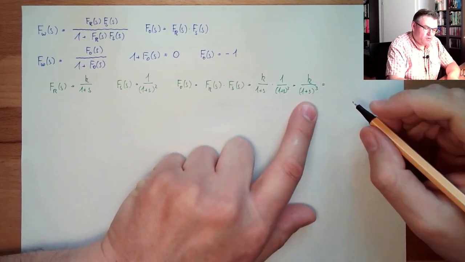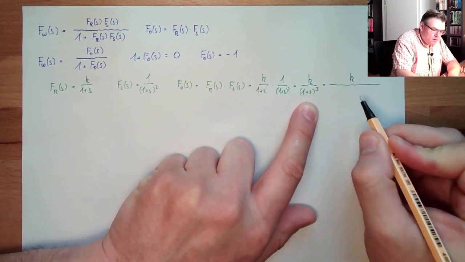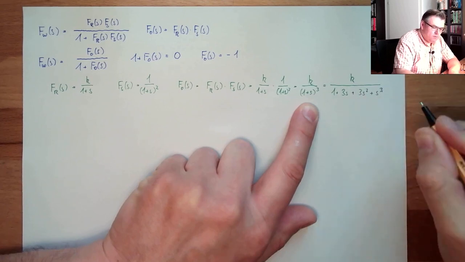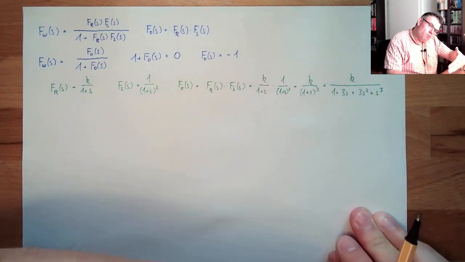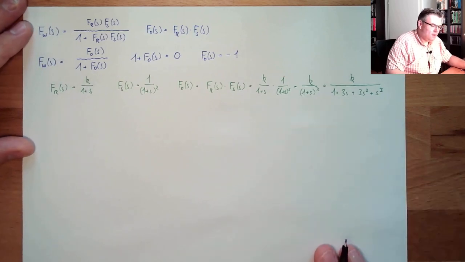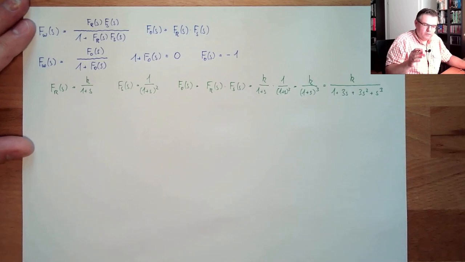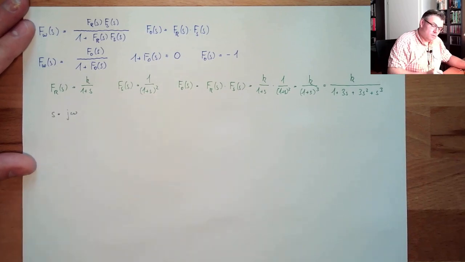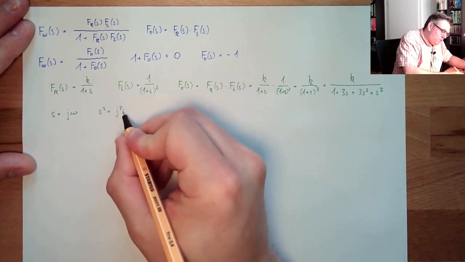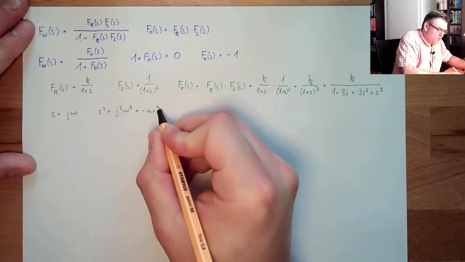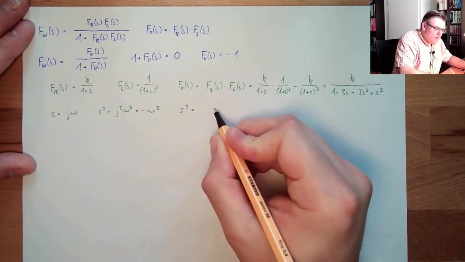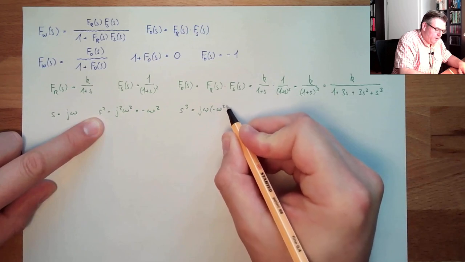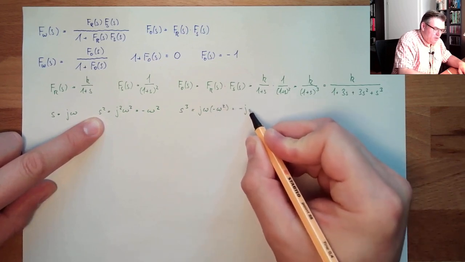Which is further, if you calculate this, K divided by 1 plus 3s plus 3s squared plus s to the third. Just get loose of the bracket. So that's it. And now we're interested in the Bode plot or in the Nyquist plot. Now we want to see the frequency response. So actually, s will get j omega. So s squared is j squared omega squared. J squared is minus 1, so it's minus omega squared. Okay, and s raised to the power 3 is j omega multiplied by minus omega squared. So it's minus j omega to the third.